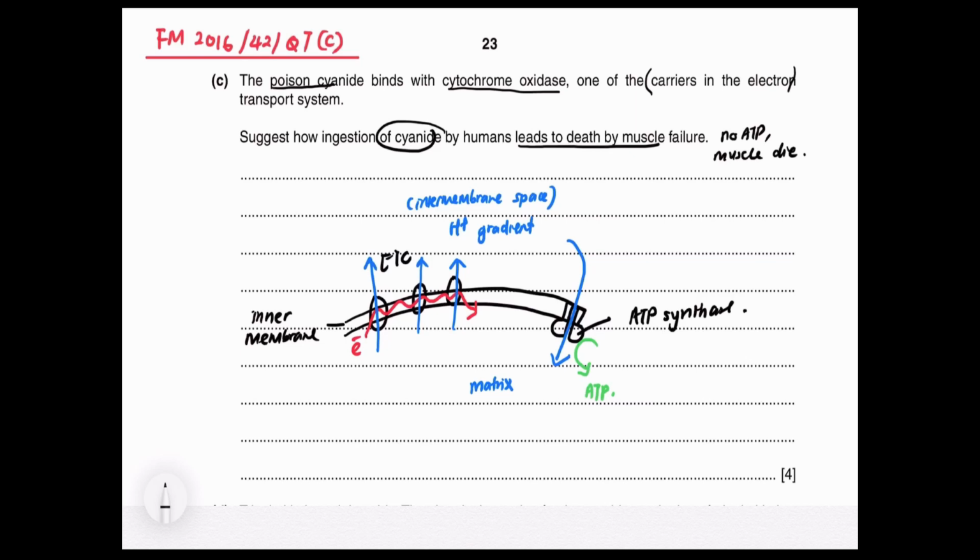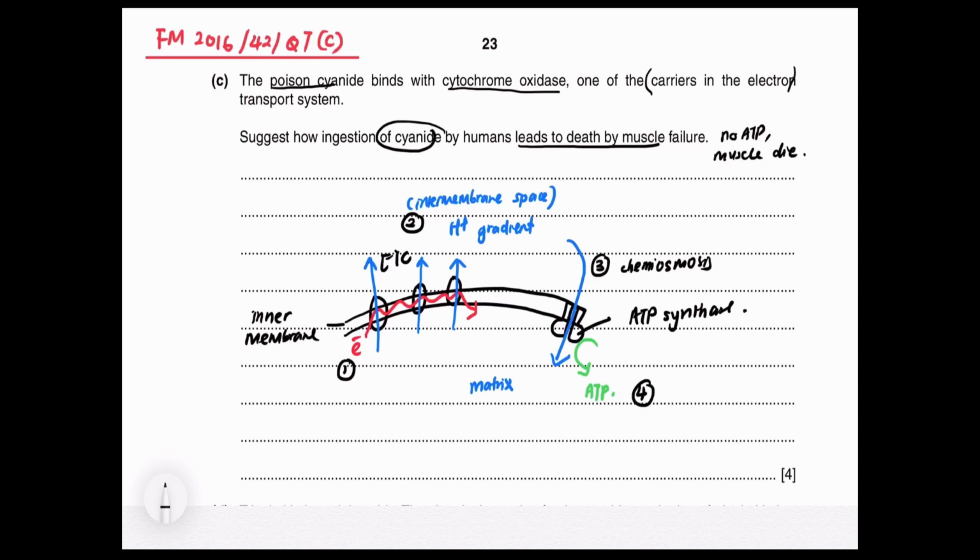Let's label the process first. Step 1, electron flow. Number 2, proton gradient created. Number 3, the H+ diffuses down the gradient, which is actually known as chemiosmosis, through the ATP synthase. Then number 4, ATP is formed.